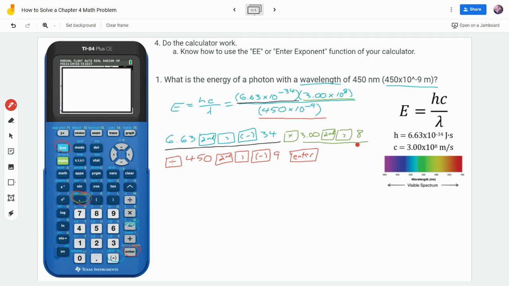And if you do this, so let me do this on my calculator, 6.63 EE minus 34 times 3.00 EE.